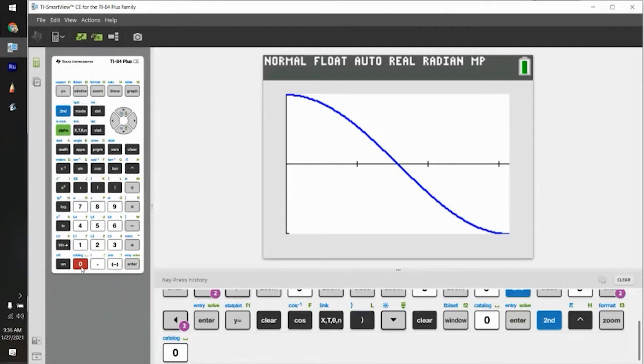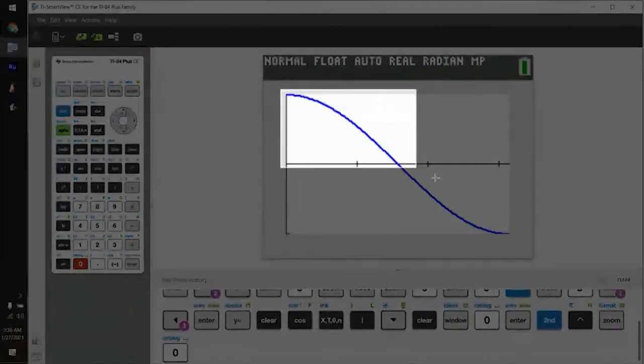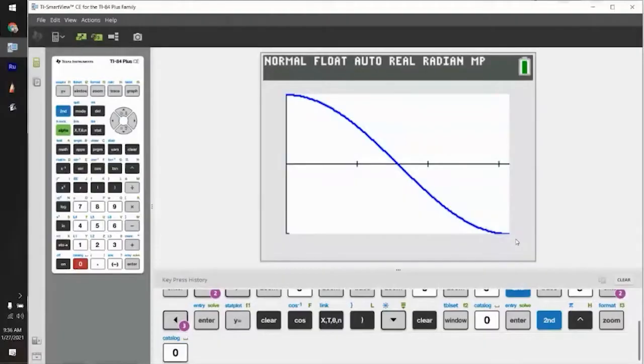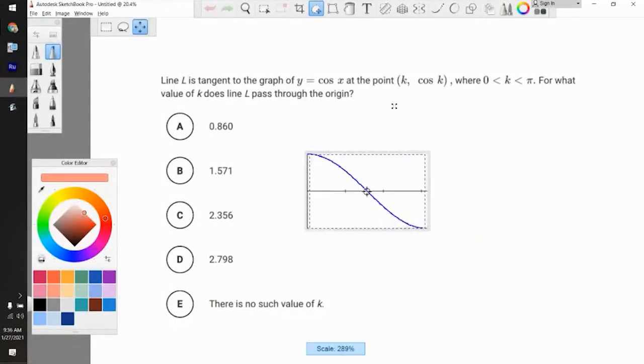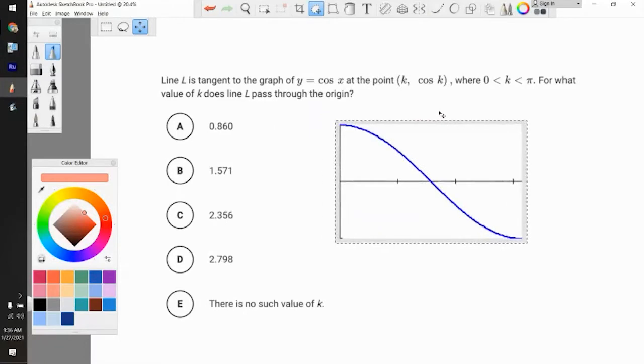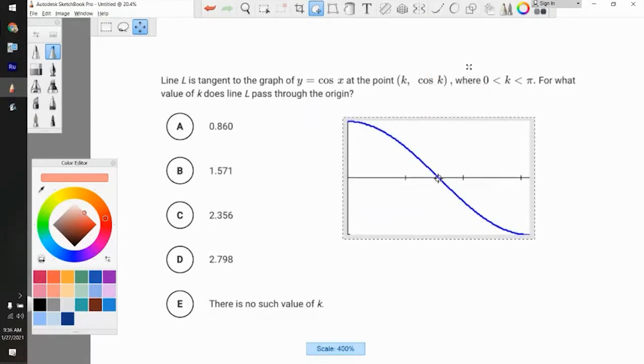Now, what we're trying to do is get an idea of what we're looking for. There is some line L, some tangent line, and just remember it's grazing one point, and it has to go through the origin. So try to imagine that in your head. I'm going to draw this out with the screenshot, but you could have also just drawn cosine x. You don't have to base it off your calculator because it's kind of an easy graph. You've all taken pre-calc, so you should know what that graph looks like.